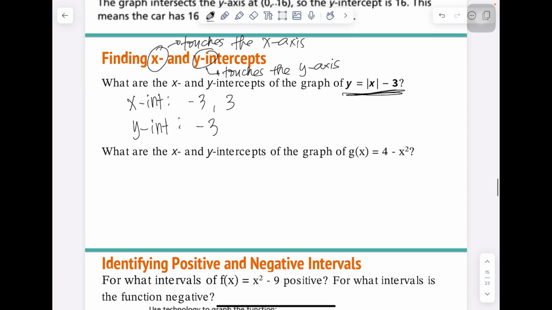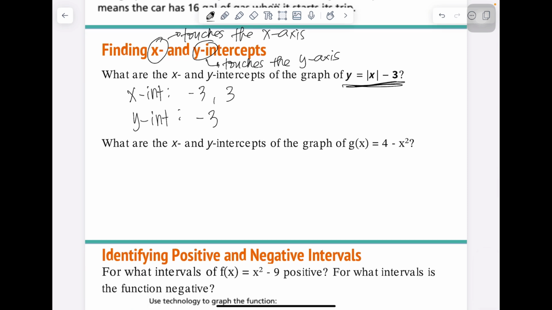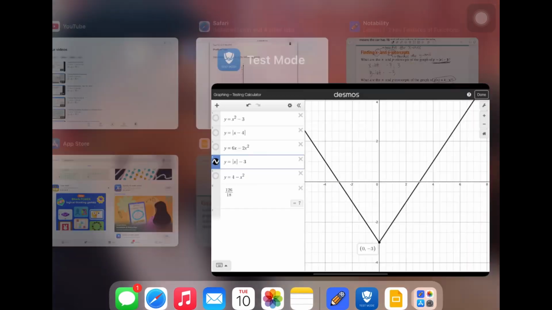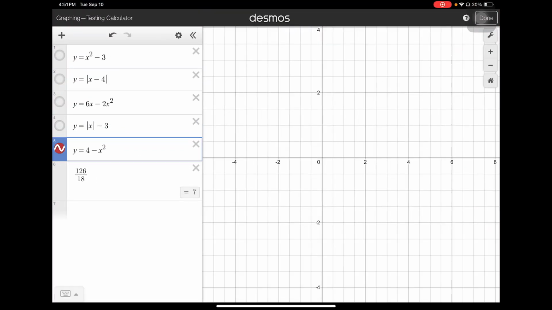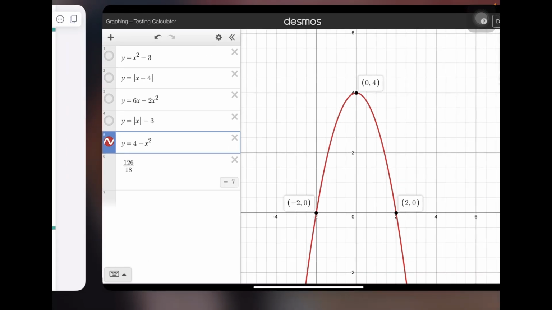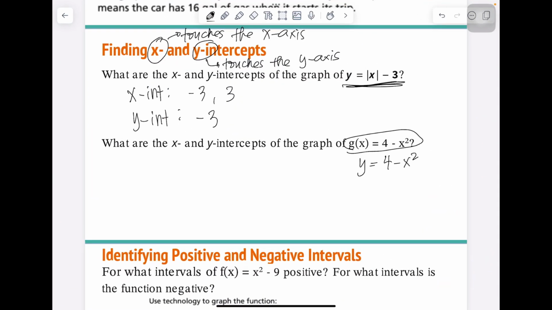All right. How about this one? You can write that one in Desmos as y is equal to 4 minus x squared. Look at the graph. The point that touches the y-axis is 4, and the x-intercepts are negative 2 and 2. So the x-intercepts are negative 2 and 2, and your y-intercept is at 4.